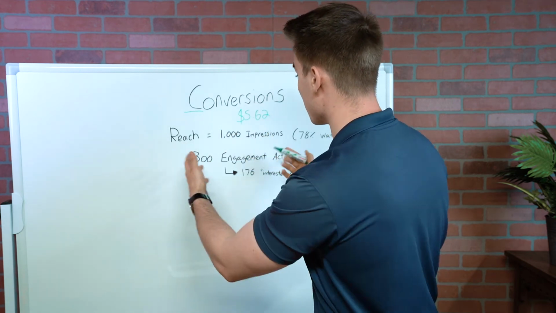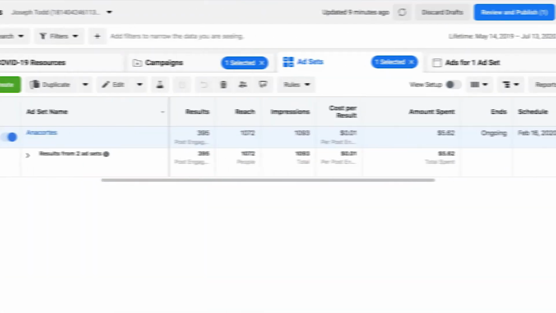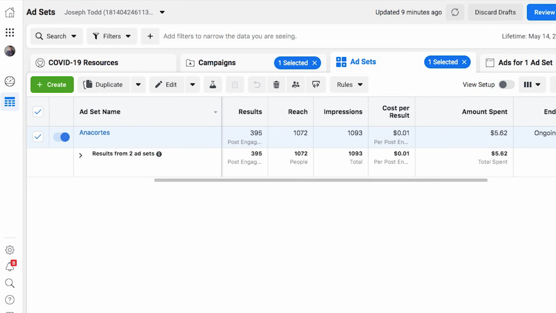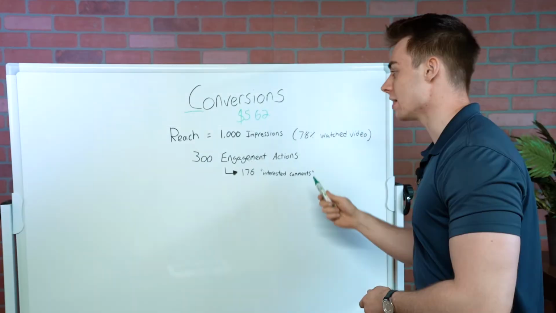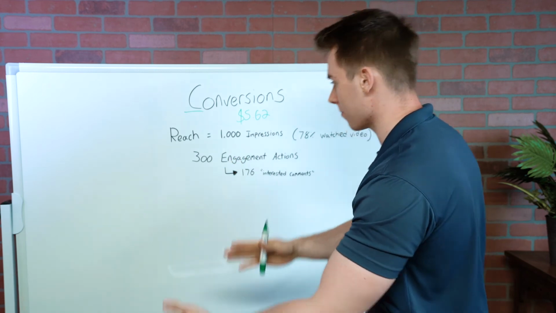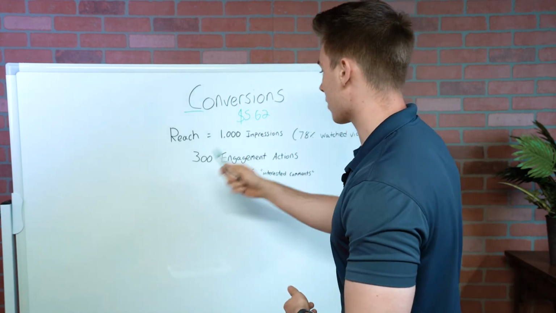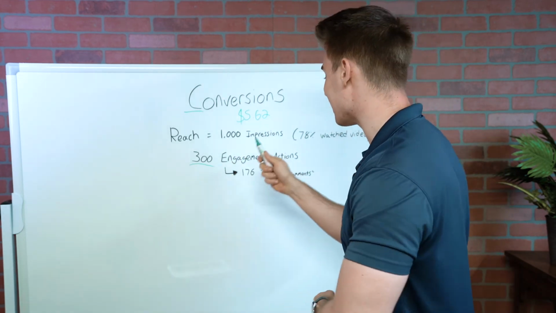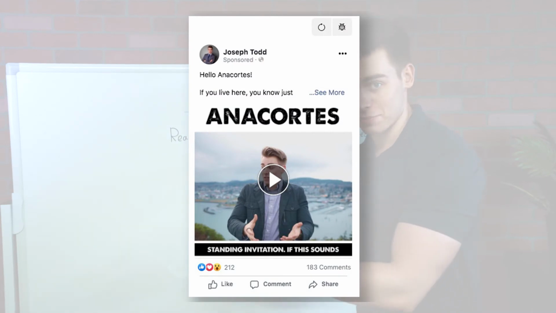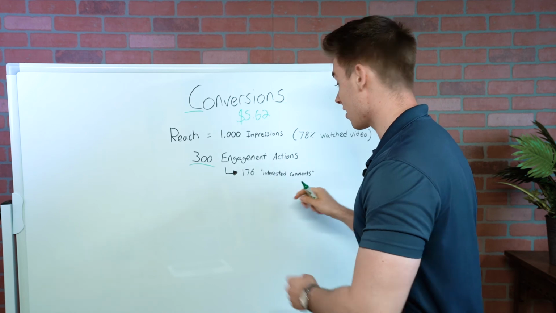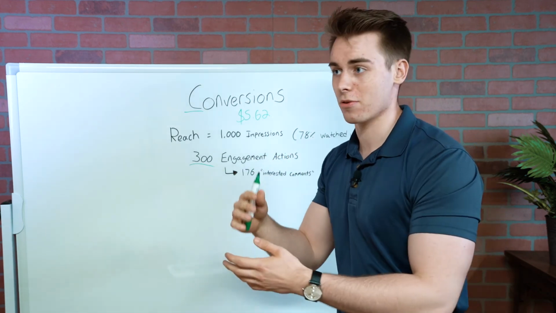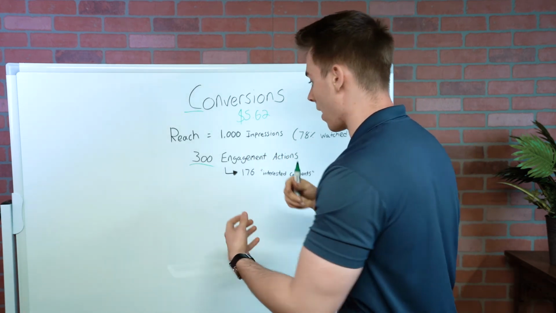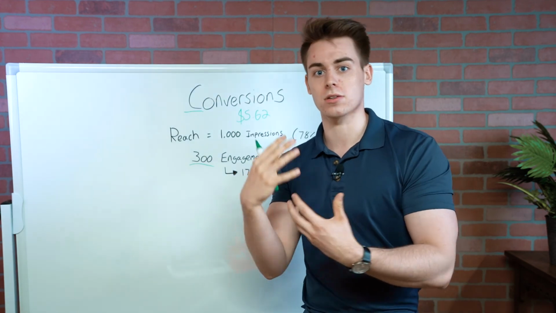The reach for both of them was about 1,000 impressions, give or take, and 78% of people ended up watching the video. Again, it was a variety. Some watched 25%, some watched it all the way through. But regardless, there were a total of 300 engagement actions, likes, comments, shares, 176 of those being people that actually left, quote, interested comments. Some of them were super simple. Some of them actually expressed a little bit more detail, wanted to learn more.